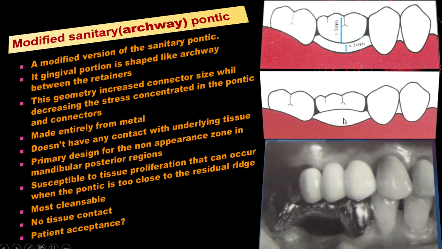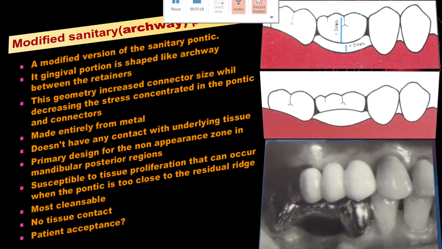Made entirely from metal, does not have any contact with underlying tissue. Primary design for an appearance zone, susceptible to tissue proliferation. يعني اكو طبعا اذا السبيس صار اكثر من 3 لازم ما يكون اكثر من 3 مثل ما قلنا بهذا، ولا اقل. اكثر من 3 يصير تيشو proliferation اوكي ممكن، او اذا كان اقل من 3 ممكن الكليننج مالته ايضا يصير به some difficulty.